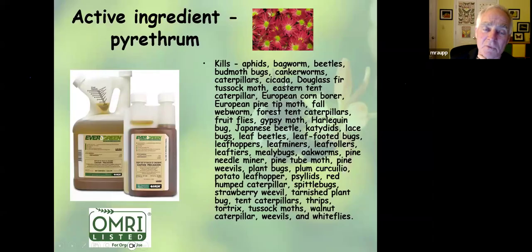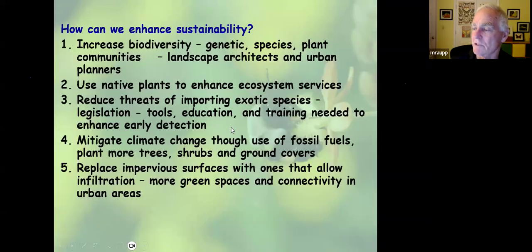Now, I have to be honest with you folks. Some of the things listed on this label, for example, European pine tip moth, that bores into the tips of pine trees. Do I really believe I can kill that particular boring moth with a contact insecticide? I don't really think so. So it's a kind of buyer beware, but pyrethrums are very, very good contact materials.